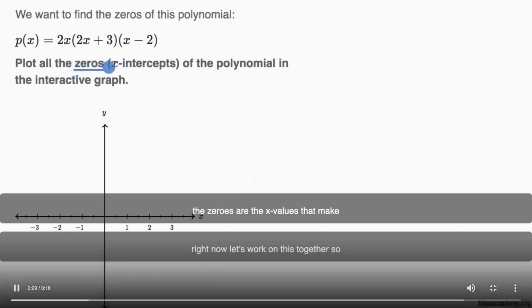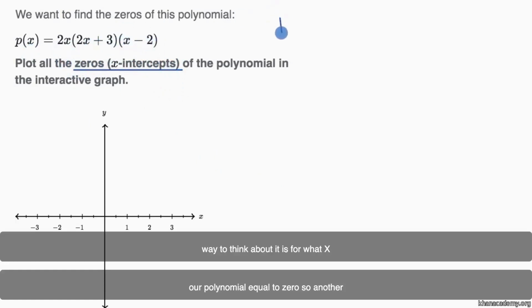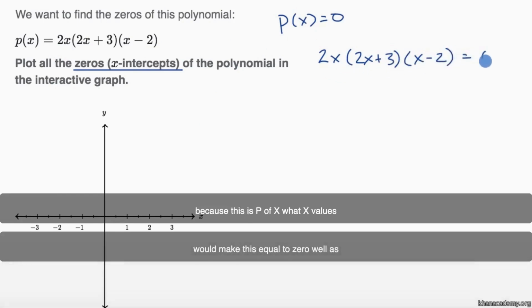So the zeros are the x values that make our polynomial equal to 0. So another way to think about it is, for what x values is p of x equal to 0? Those would be the zeros. So essentially we have to say, what x values would make 2x times 2x plus 3 times x minus 2, because this is p of x, equal to 0?